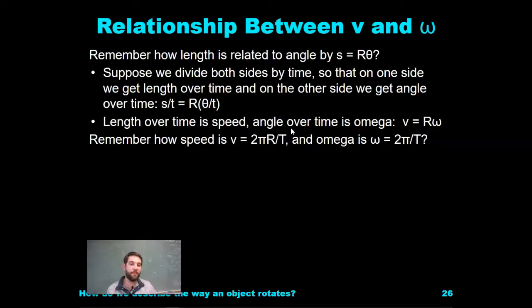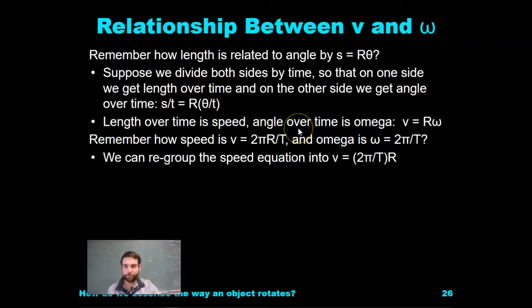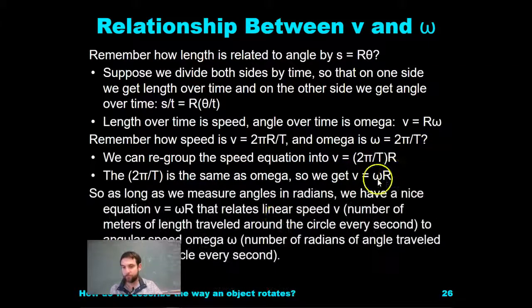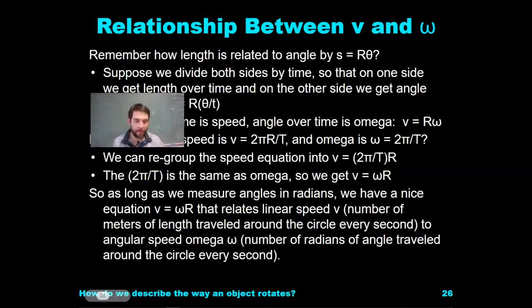Remember how speed is V equals the distance you travel around a circle, the circumference, over time, and omega is 2 pi over T. We can regroup the speed equation into V equals 2 pi over T times r. The 2 pi over T is the same thing as omega, so we get V equals omega times r. So as long as we measure angles in radians, we have a nice equation, V equals omega times r, that relates linear speed V, the number of meters of length traveled around the circle every second, to our angular speed omega, the number of radians an angle travels around the circle every second.